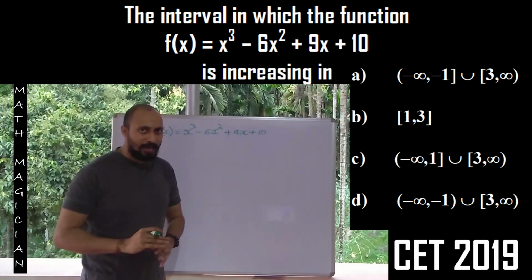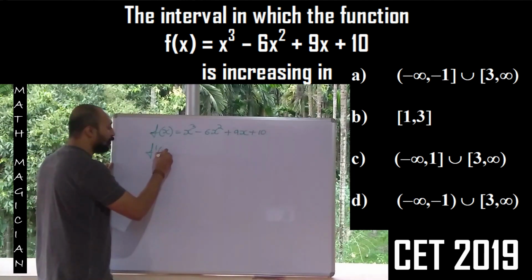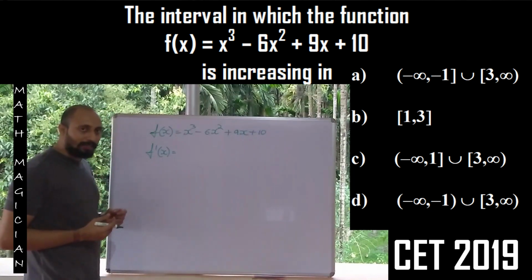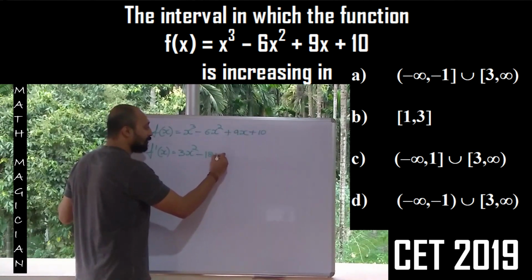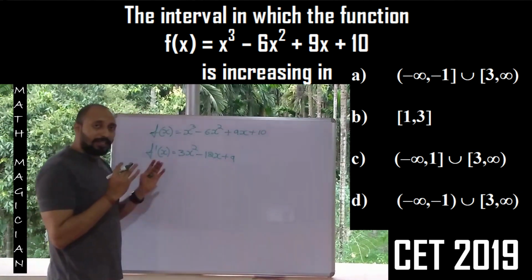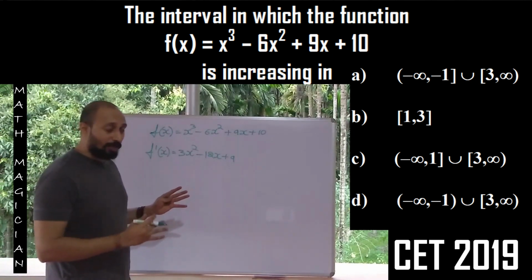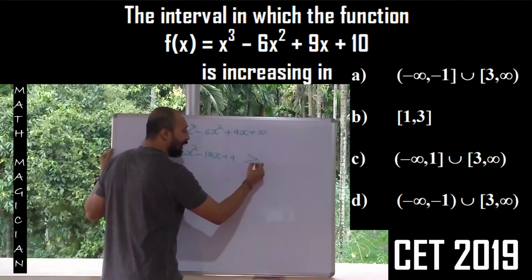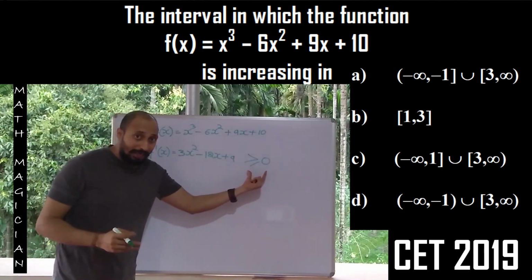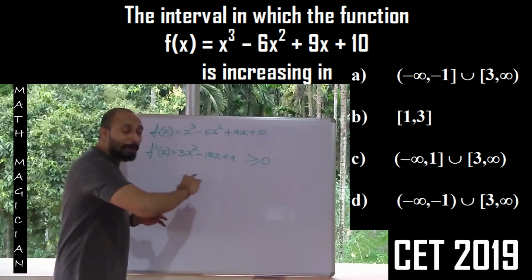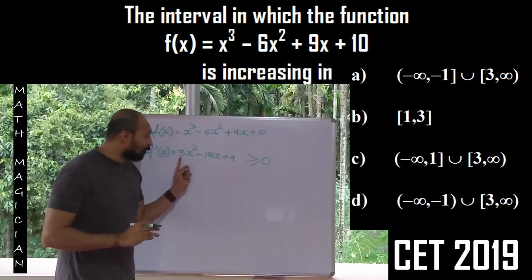Now how to do this is a very simple technique. First of all, you need to find the differentiation of this. You all know it is 3x square minus 12x plus 9. For this to be an increasing function, it has to be greater than or equal to 0. I said strictly increasing means only greater than. Increasing means it can be parallel to the x-axis, which means the slope can be 0.